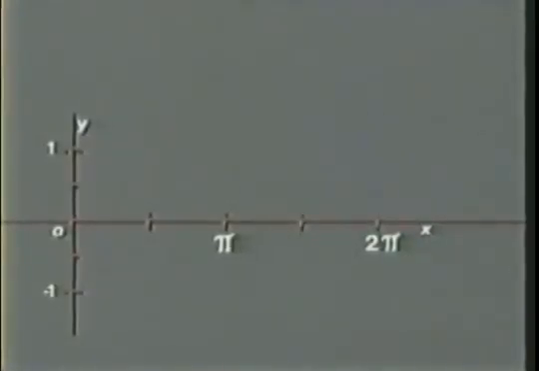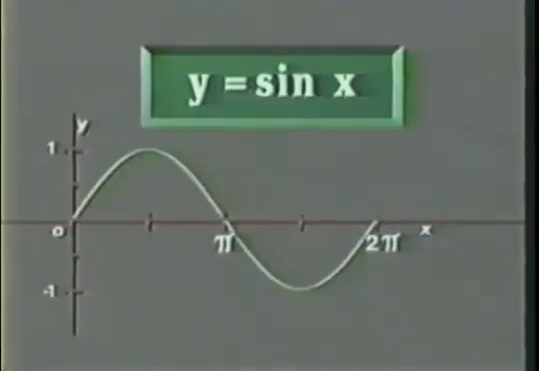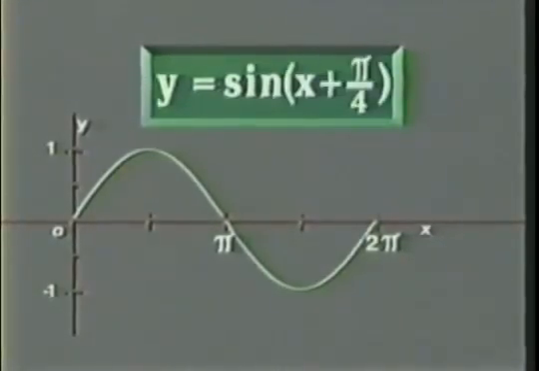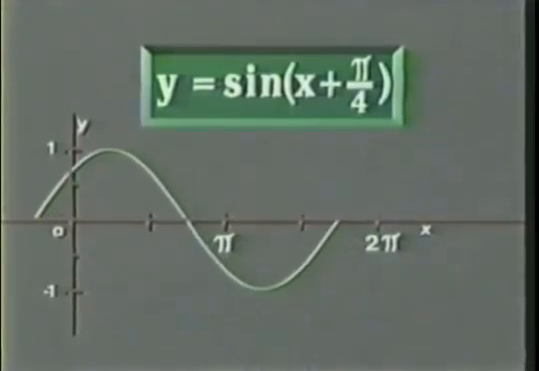Let's look at the graph of y equals the sine of x plus pi over 4. First, we graph y equals sine x. The angle in the equation is x plus pi over 4, so the phase shift is minus pi over 4. This means that every point on the curve is shifted to the left by pi over 4.